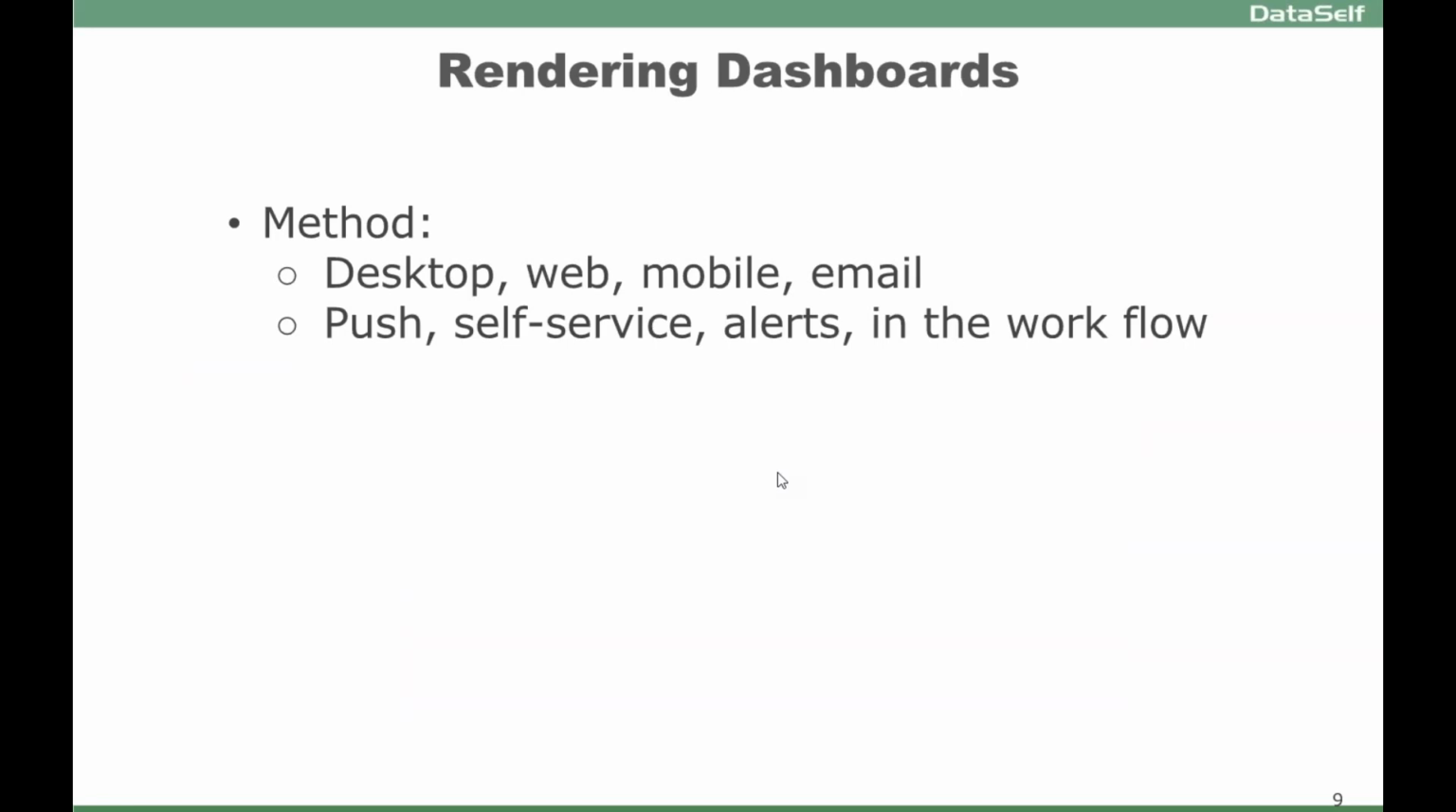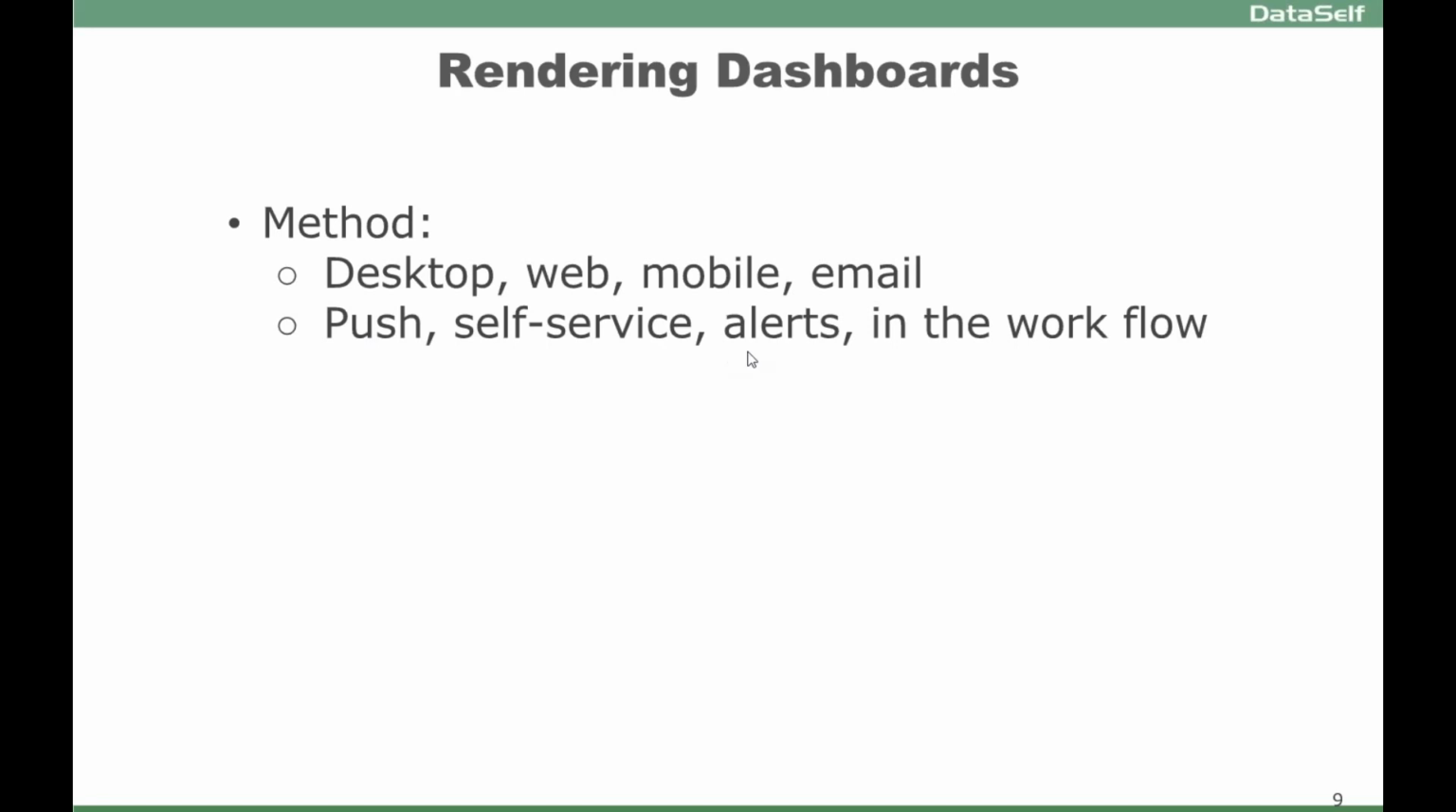All right, rendering dashboards. Pretty much today, people need information in different shapes and forms. So be sure that whatever you choose to render your reports and dashboards, they can be accessed by desktop, web, mobile device, and email. If people are traveling, if they are out of the office, they should be able to access the information. You should also have ways to push reports to people on a schedule basis. Just push it, get it to their inbox. You should also allow them to self-service, so they go and pull reports from where they are.